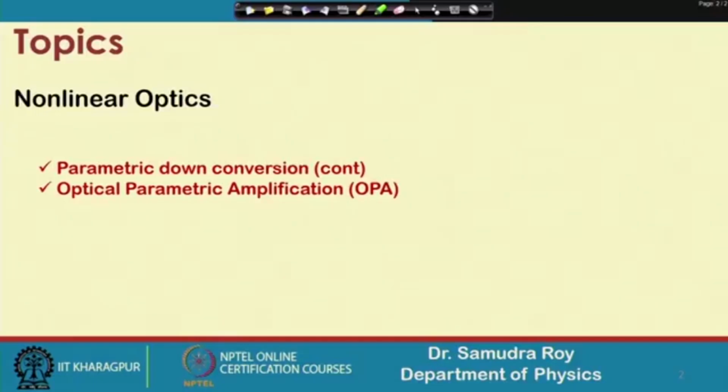So, welcome students to the next class of Introduction to Nonlinear Optics and its Application. Today we have lecture number 34, and today we continue the discussion of parametric down conversion that we started in our last class. Then we will start a new topic, optical parametric amplification, which is somewhat similar to parametric down conversion, and this is a special case.